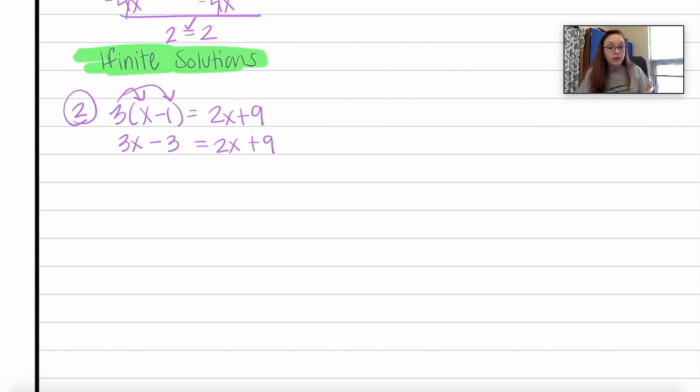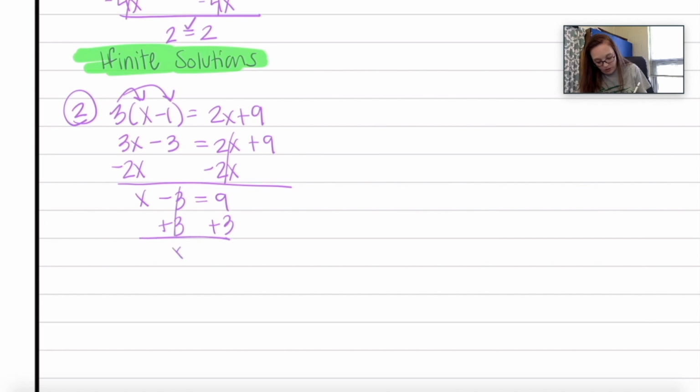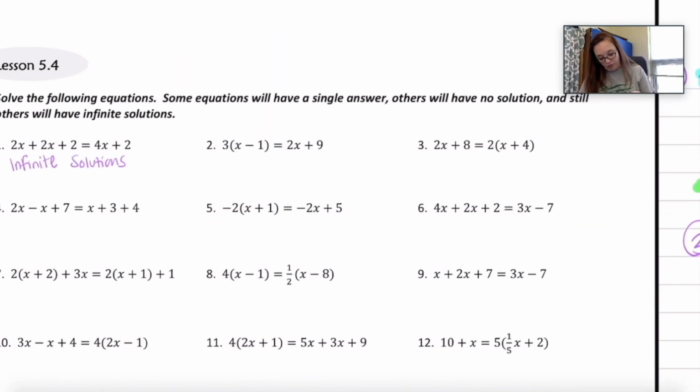Okay. Next step would be to subtract the 2x on both sides. So that's x minus 3 equals 9. I'm going to add 3 on both sides. X is going to be 12. This one is just like every other equation that we've solved thus far. The variables didn't cancel. We are left with one solution. X is equal to 12. So the solution to this is x equals 12. So let's write that down.